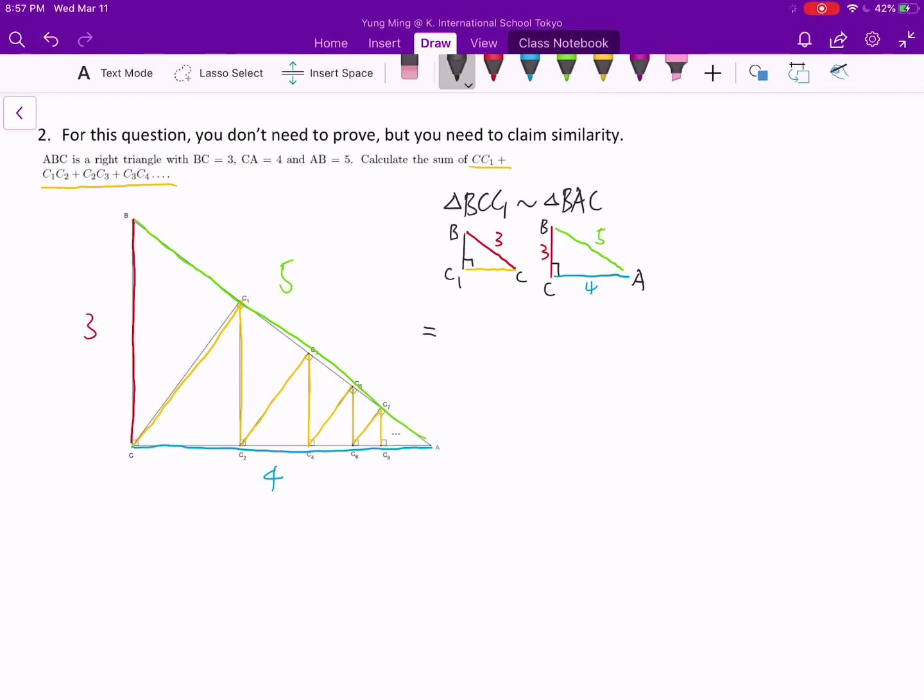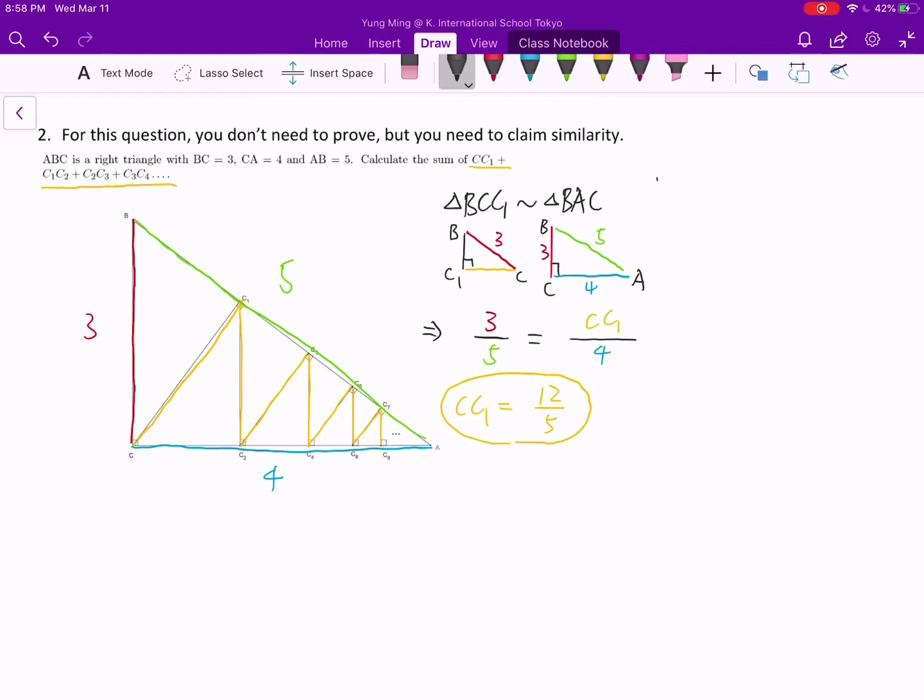Therefore, we're going to get 3 over 5 equals CC1 over 4. 3 from the smaller triangle, 5 the bigger side, the hypotenuse of the bigger triangle. And CC1, the bottom of the small triangle, compared to 4, the bottom of the bigger triangle. There you go. We made our first step forward. We got CC1 equals 12 over 5, if you move the 4 to the other side. This is actually gold. We're going to use that to solve the rest of the problem.